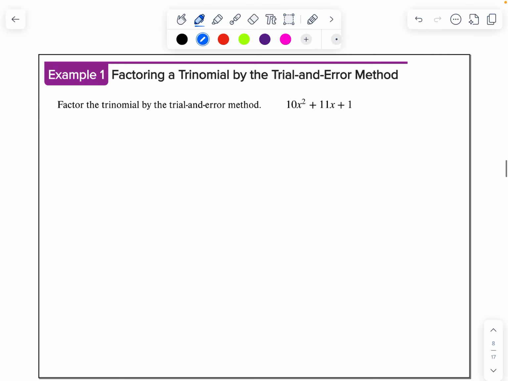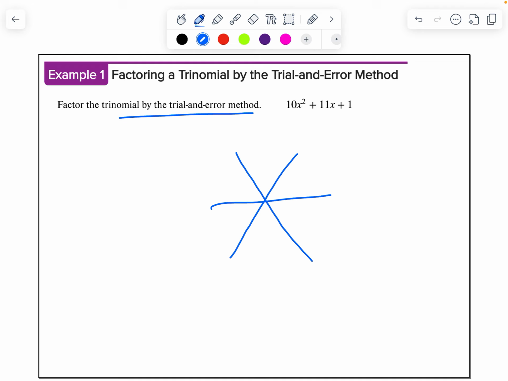Factor the trinomial. It doesn't matter what method it says, trial and error method, AC method, guess and check method. It doesn't matter what method it says. If we look at this polynomial, the first thing we always want to do is try and take out a GCF. Once we've tried that, we look at how many terms there are, 1, 2, 3. And since there are 3 terms, we're going straight to star method.